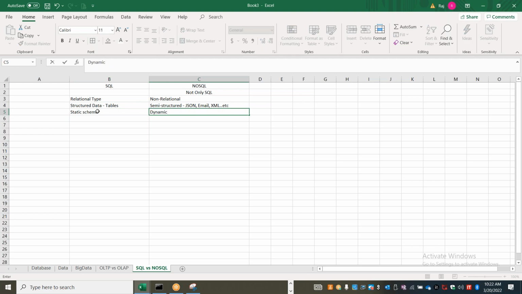You can just enter a name tag and enter the value for that. It will add an additional entry, and you can put whatever data. The schema is not rigid. The schema is not static in the case of not only SQL.